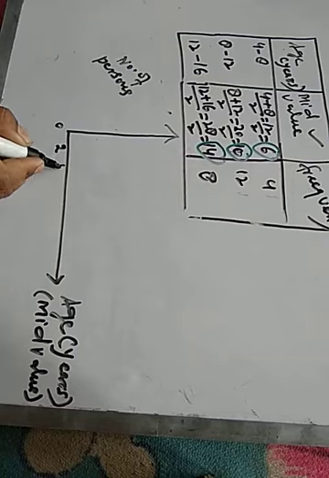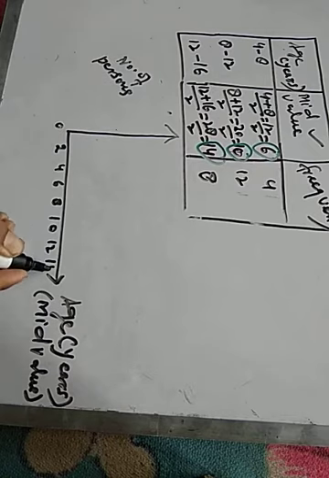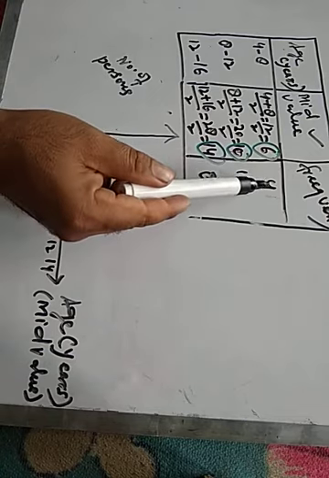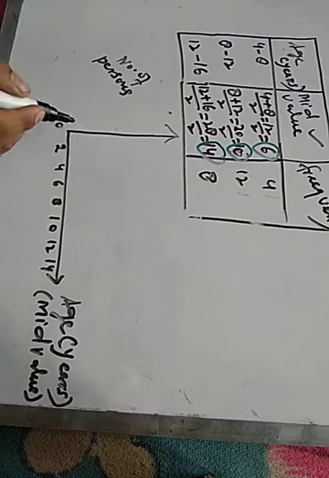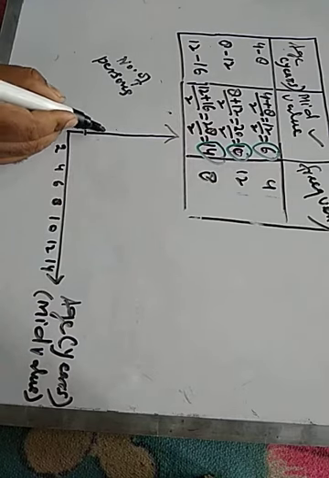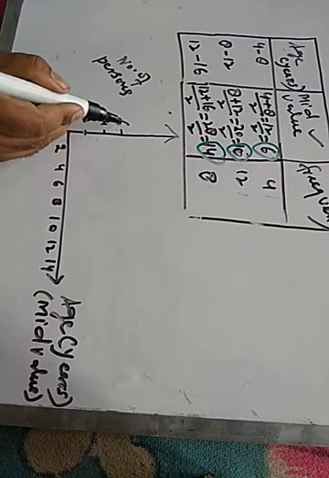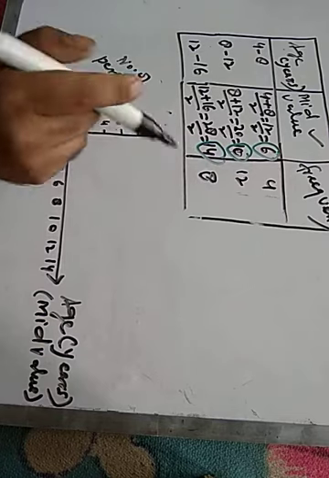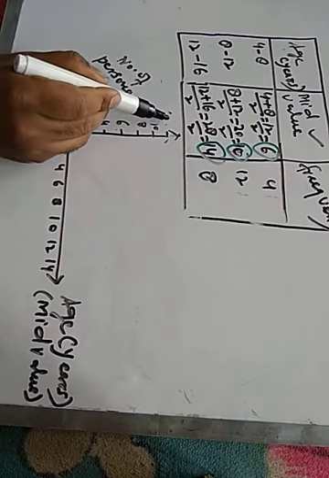I will start from 2, 4, 6, 8, 10, 12, 14. The lowest is 6 and highest is 14. And on vertical axis, the frequency, the lowest value is 4 and the highest value is 12. 2, 4, 6, 8, 10, and last one is 12.